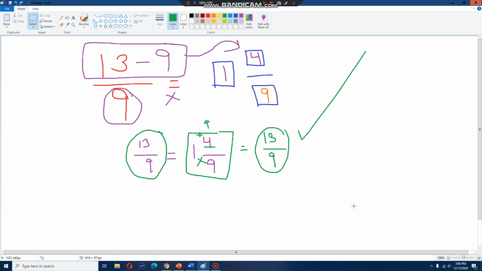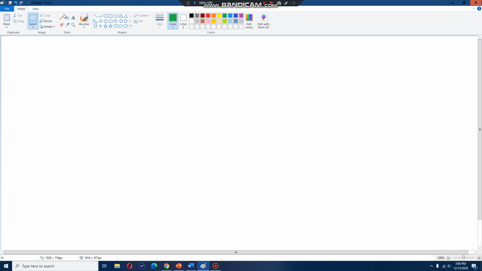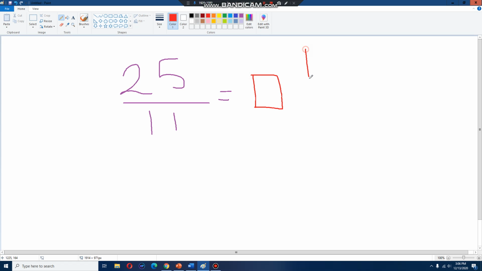Okay, let's try another one. How about this one? Let's do 25 over 11, and I would like to turn this into a mixed fraction. Okay, here we go. Right from the start, I know 11 is my denominator. That means it's got to be in my answer as well. So I'm going to put 11 over here.